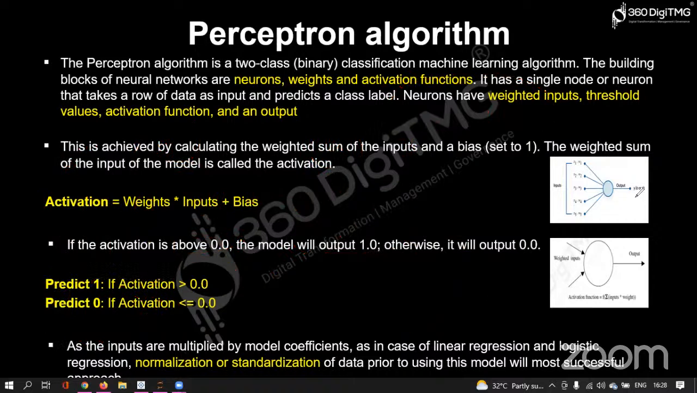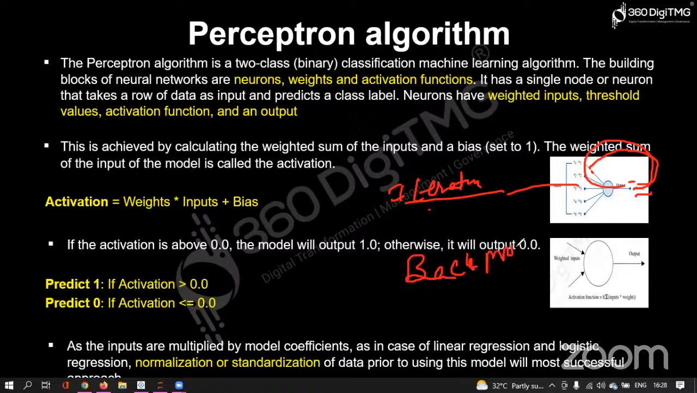Whatever output we get, if there is any error, it will come back to the input and the weights are adjusted. This one cycle is called an iteration. The process is called backpropagation.